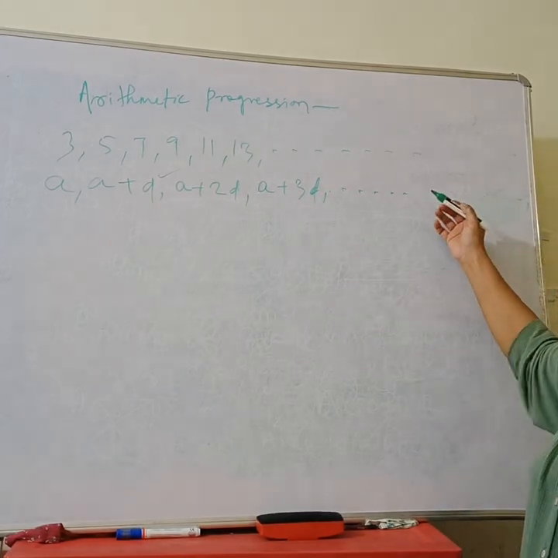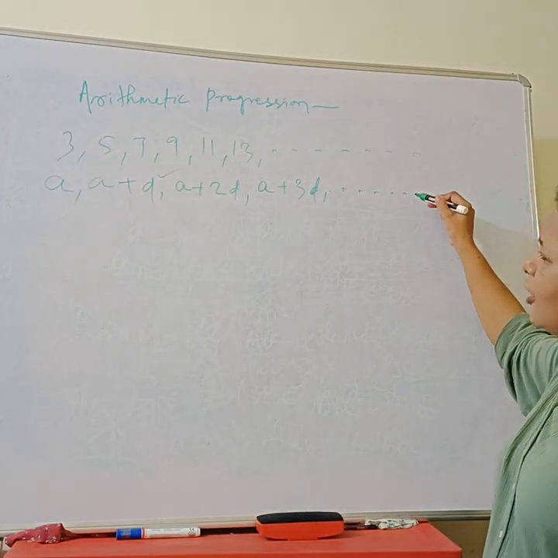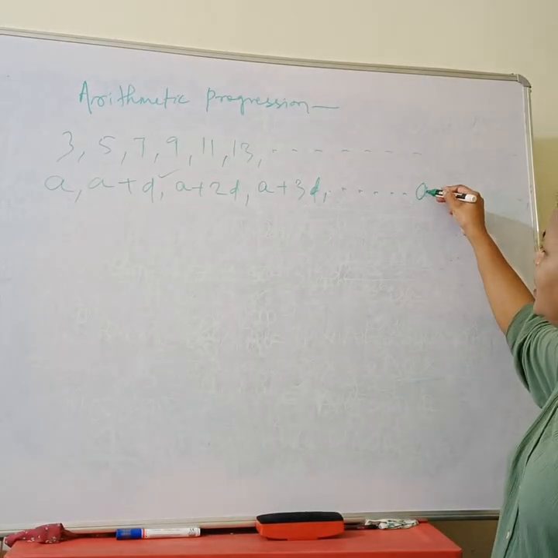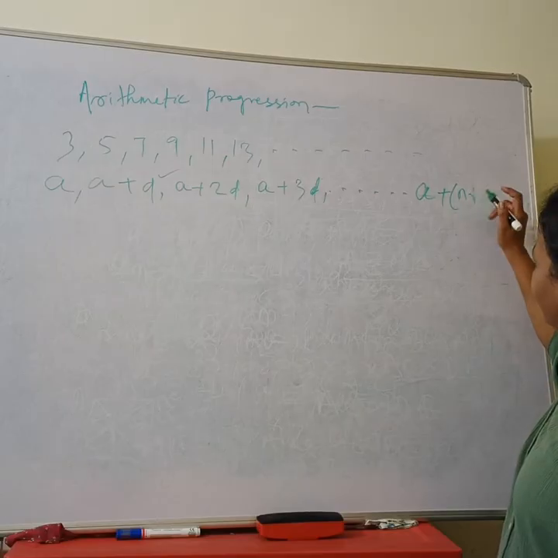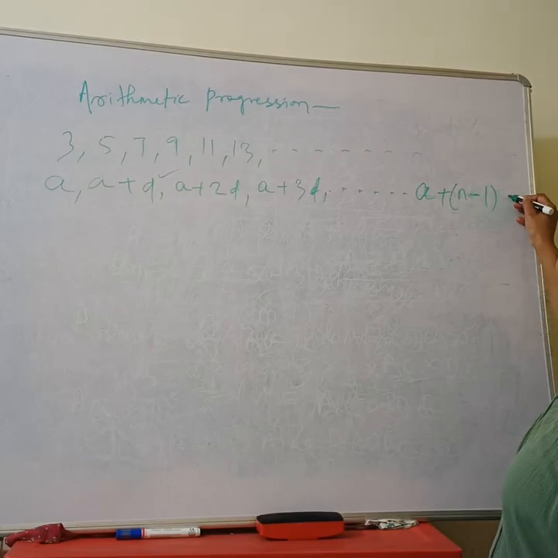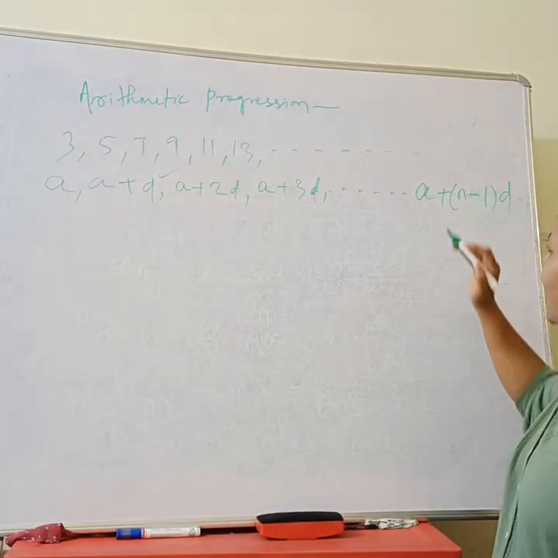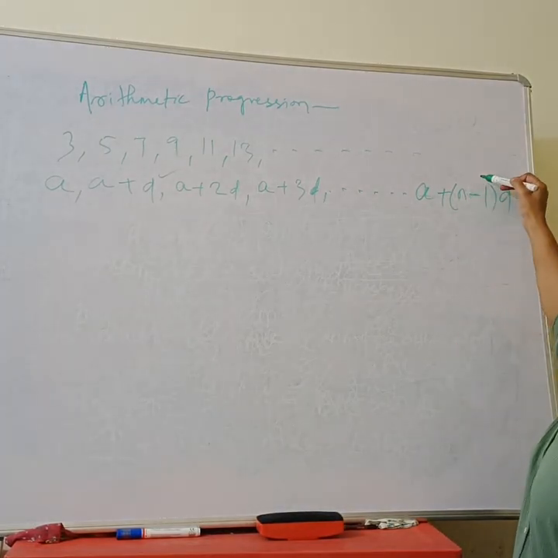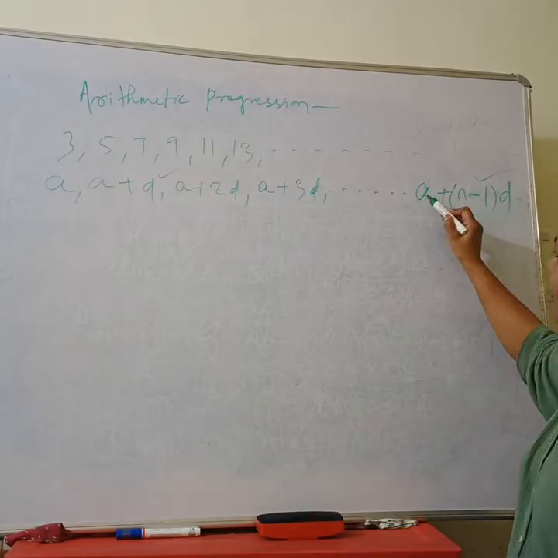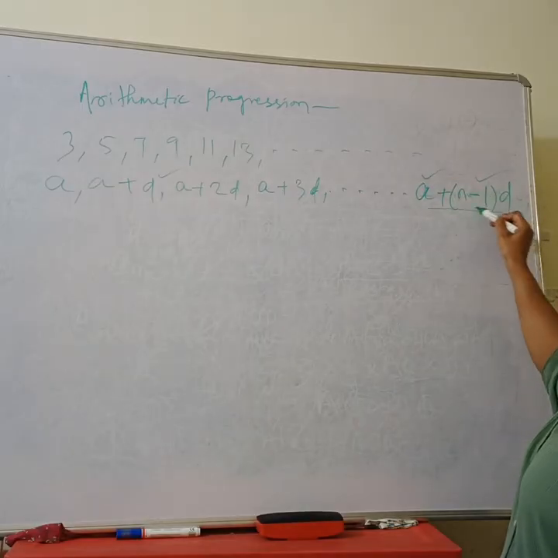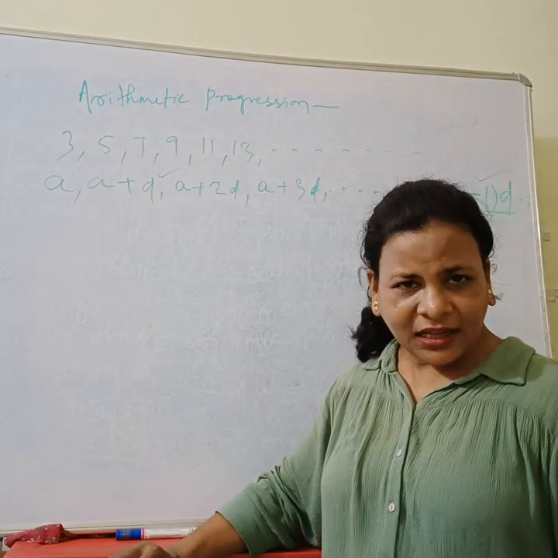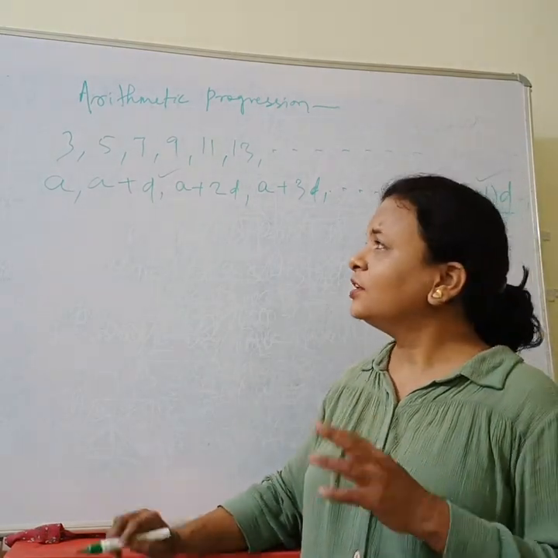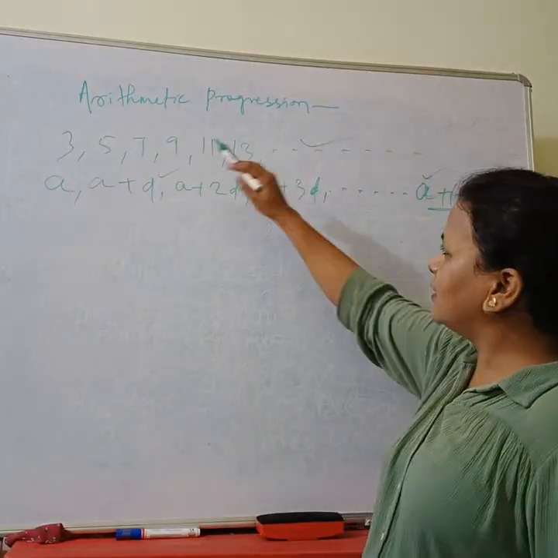Like that, the nth term will be obtained by adding how much to A? It will be obtained by adding n minus 1 times D to A. When we add n minus 1 times D to the first term, we get the nth term. So let's take an example of how to find the 20th term of this given AP.